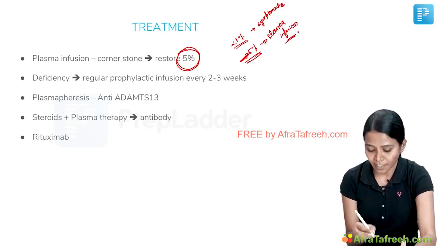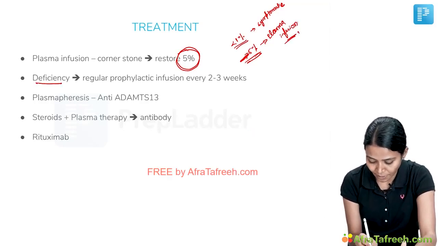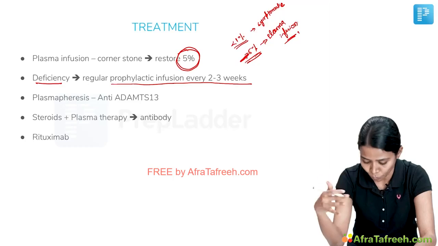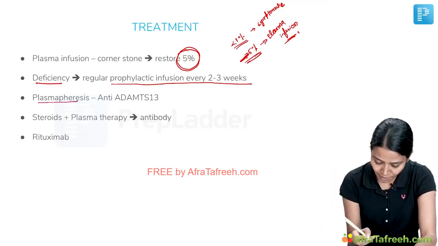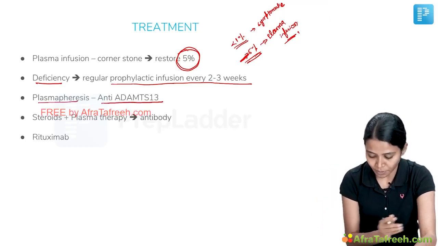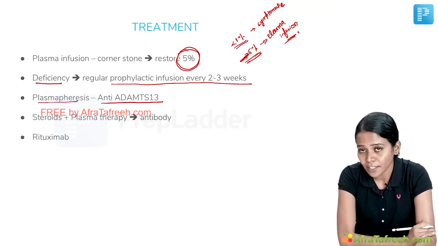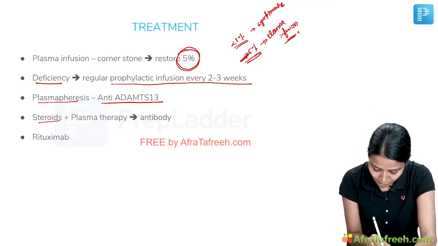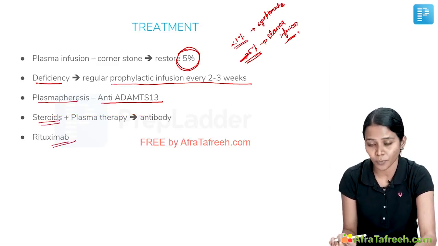Now, next is, if there is a deficiency, then there is going to be regular prophylactic infusion that is to be given every 2 to 3 weeks. Plasmapheresis is indicated if there is anti-ADAMTS13 antibody. And if there is anti-ADAMTS13 antibody, then we have to suppress the antibody. So, just plasmapheresis won't help. Immunosuppression like steroids or rituximab has to be given.